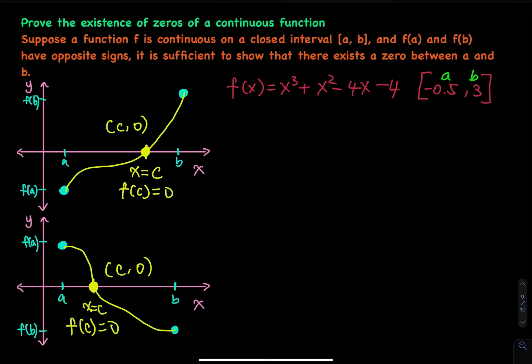What is a zero? The word zero means just like x-intercept. Sometimes we call this a zero.